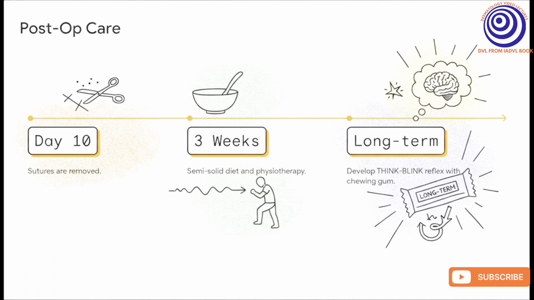A major part of this recovery relies entirely on cortical plasticity. We actually use chewing gum to strengthen the newly transferred muscle, and the patient has to actively develop what we call a conscious think-blink reflex. They literally have to retrain their brain to realize that clenching their jaw muscles, biting down, now serves the totally new function of closing their eyelids.